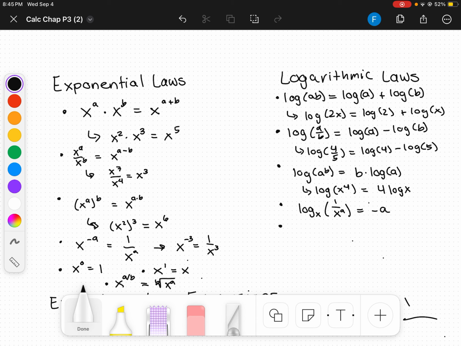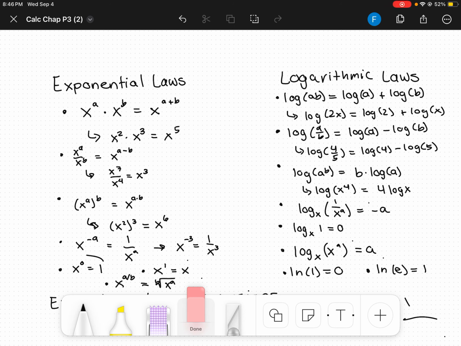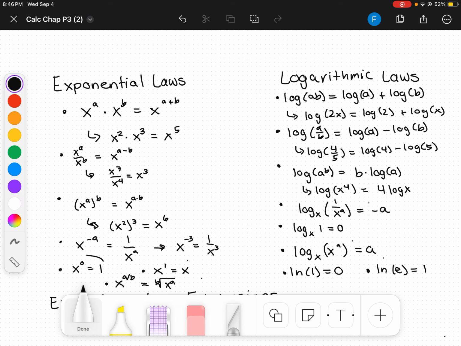Okay, a few more rules here. If you ever see something that looks like this, log base x of 1 equals 0. Ooh, that should link with this rule over here. Cool. And if you ever see log base x of x to the a, that's just going to equal a. If you ever see natural log of 1, that equals 0. If you ever see natural log of e, that equals 1. Natural log is just a special type of log with a base e. e represents a constant number, 2.72, and so on.